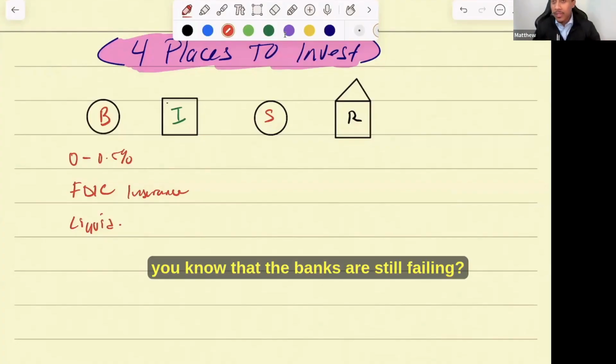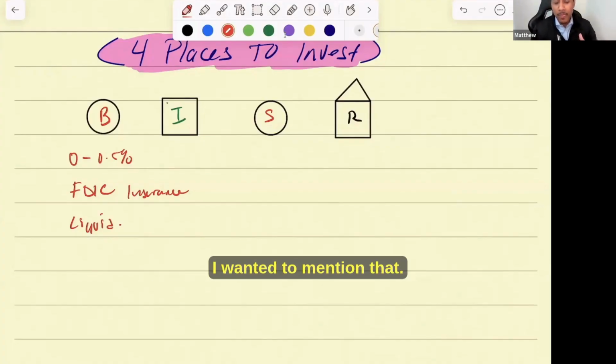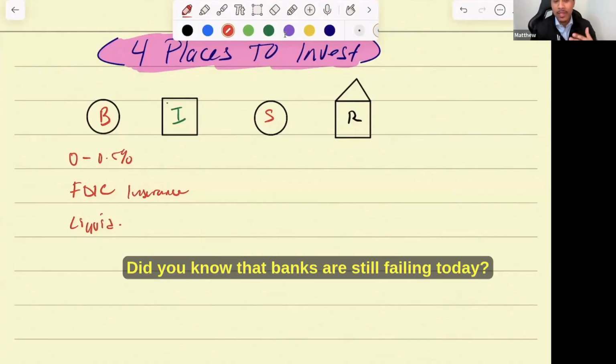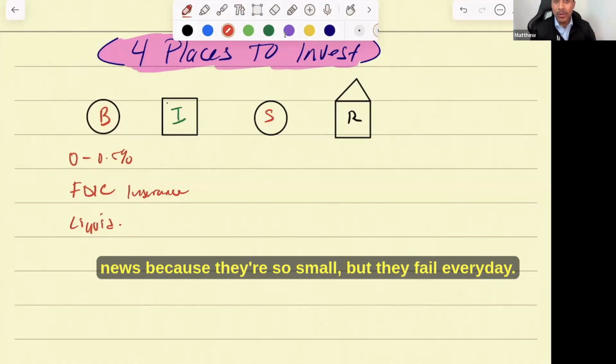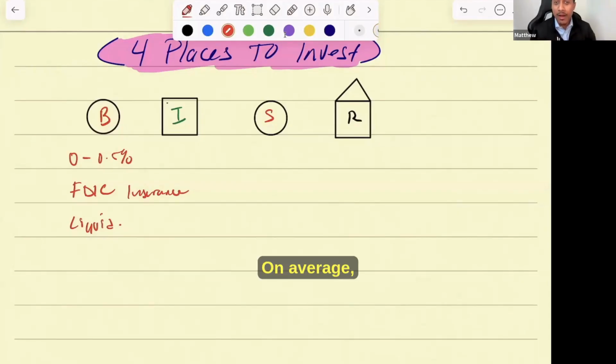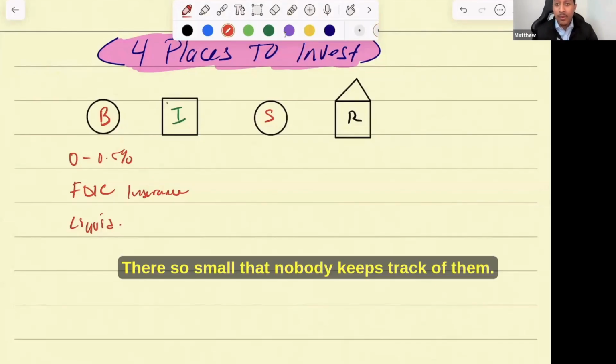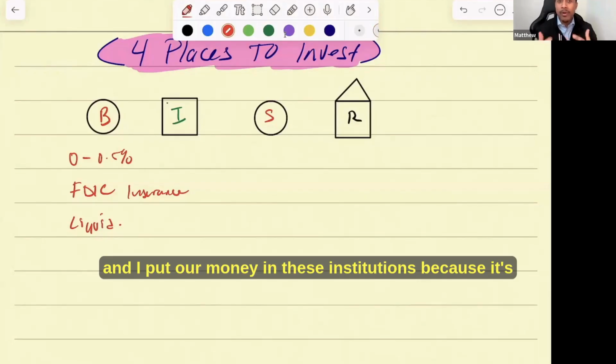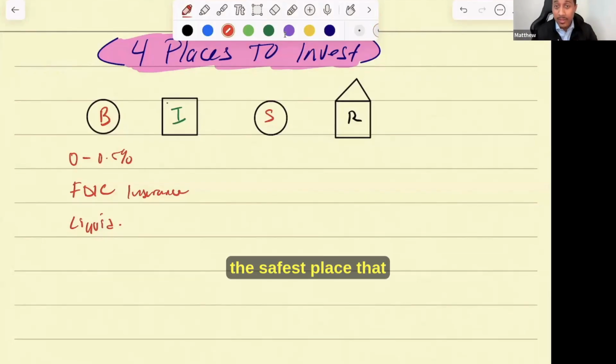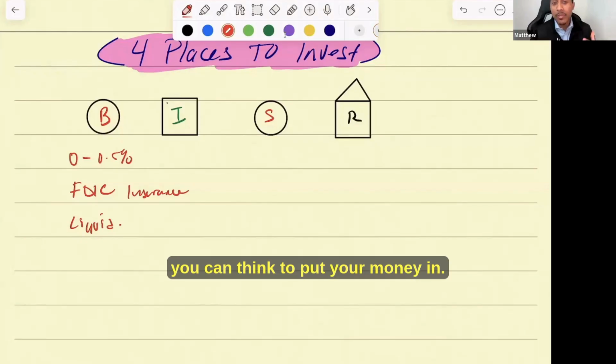Do you know that the banks are still failing? I wanted to mention that. Did you know that banks are still failing today? They're so small that they're not in the major news, but they fail every day. On average, 23 banks per year still fail. Now, they're so small that nobody keeps track of them. You and I put our money in these institutions because it's the safest place that you can think to put your money.